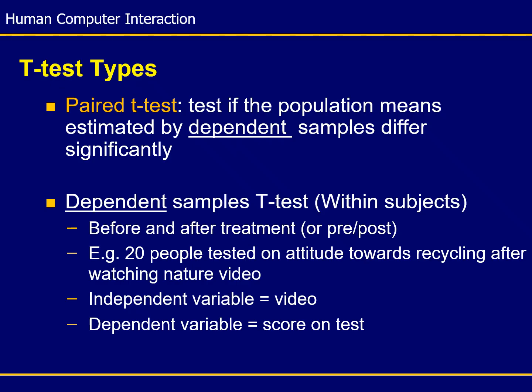So here is an example. 20 people are tested on attitude towards recycling after watching a nature video. Now the independent variable is the video. That's what you are actually manipulating. The dependent variable is the score on the test. So what you're going to do here is give them the test before and after the treatment. First you give them the test, then they watch the video, and then you give them the test again, and see if there is a change in the attitude just because of watching the video. Here it's the same group doing the test before and after the video. So this is going to be a paired t-test.